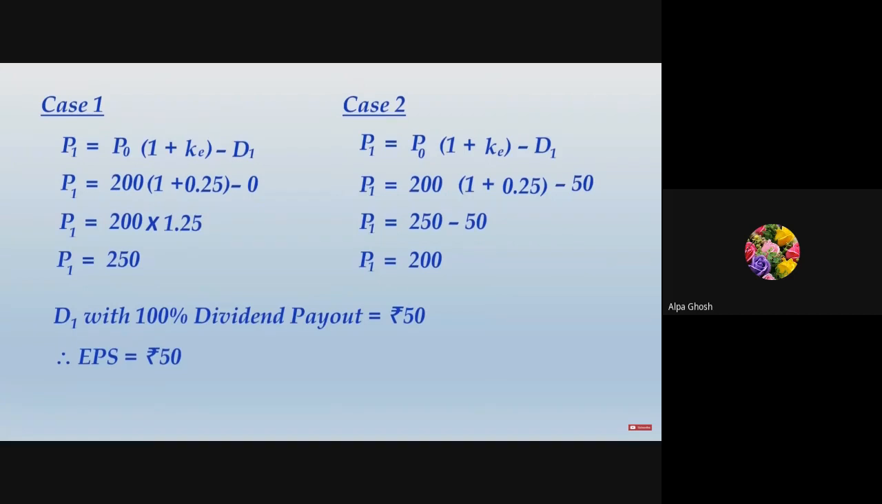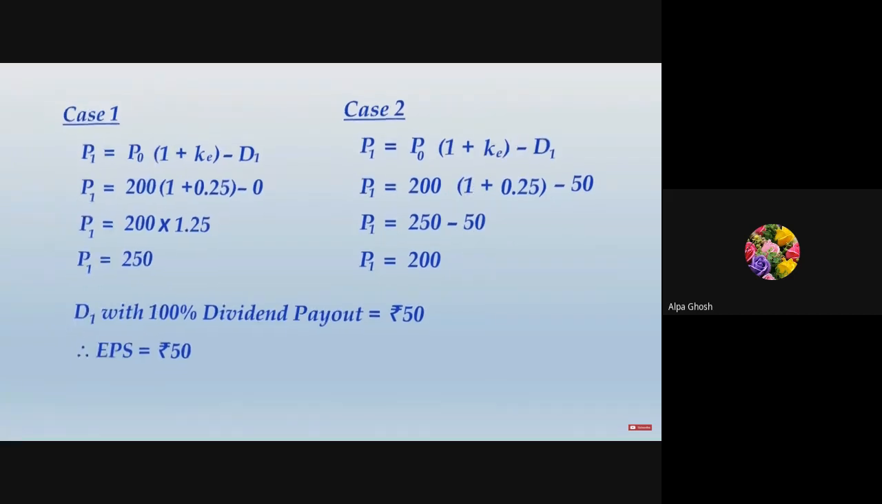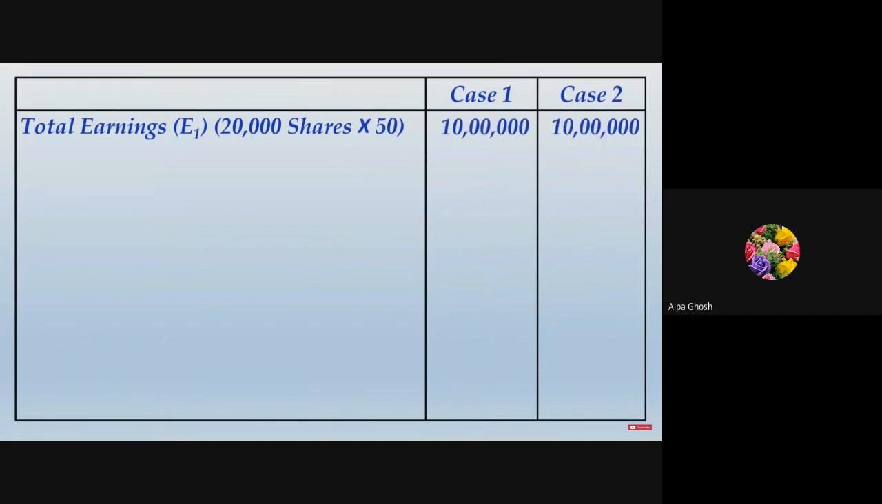Now please keep up your patience level, and let me explain something very, very important over here. Don't write anything. I want everyone's attention only and only on screen. Total earnings, which will be the symbol E1, we have already figured out that EPS is going to be rupees 50, and at the beginning of the year there were 20,000 shares. So of course total earnings will be 20,000 multiplied by rupees 50 per share, and that will be 10 lakhs, whether it is case 1 or case 2.